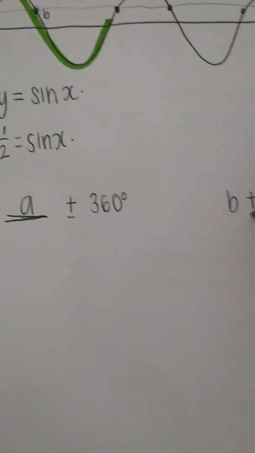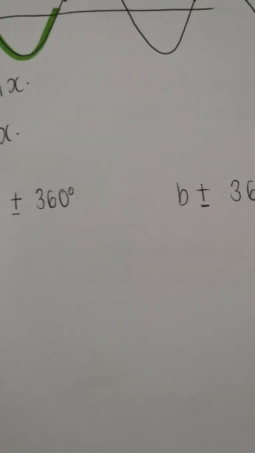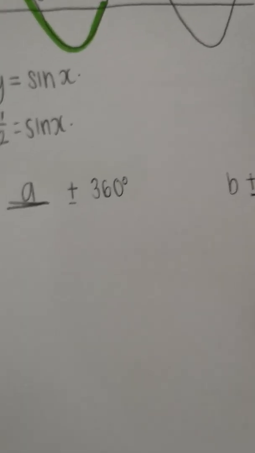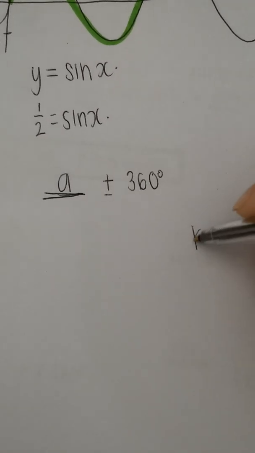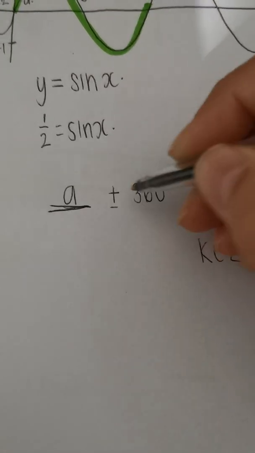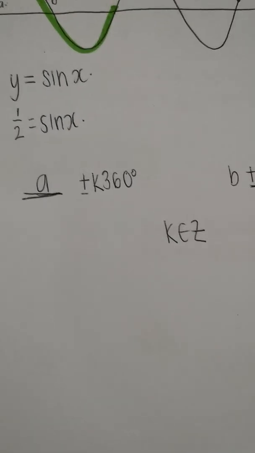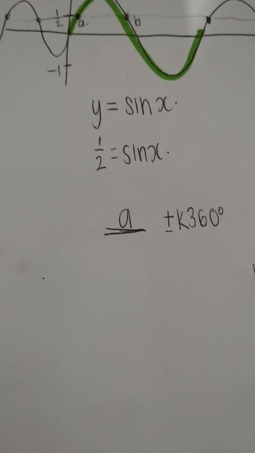I'm adding or subtracting 360 degrees each time. Now, how would I generalize this? This is where you're going to see something. K is an element of integers, and you're going to see this plus K times 360. So this is me explaining that part to you.